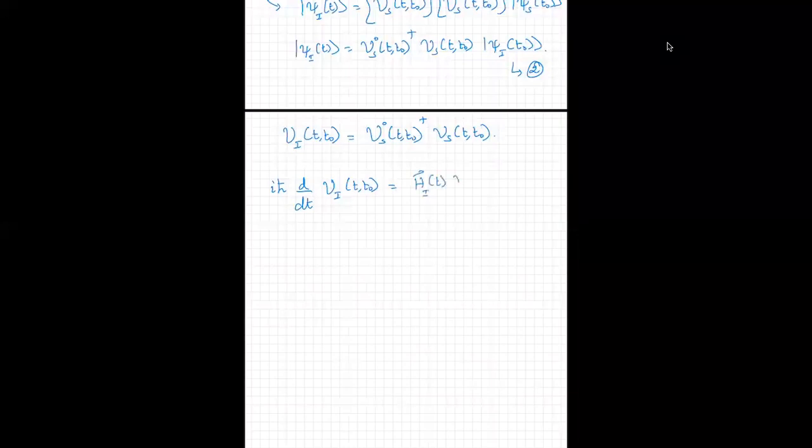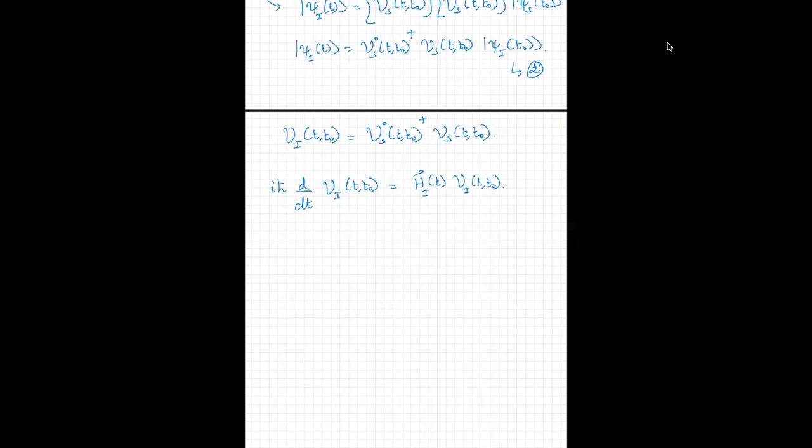So the question is, how will I set up a perturbation series for this guy? Okay, so let us again start with the fundamental equation. So i h bar d/dt of U_I(t, t0) is H tilde U_I(t, t0). Okay.